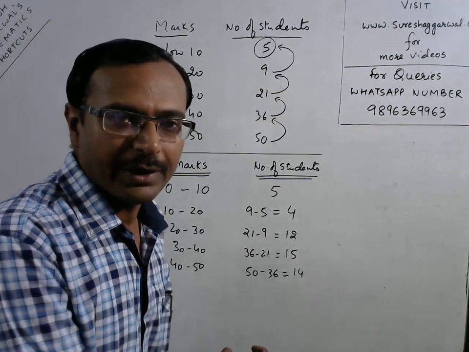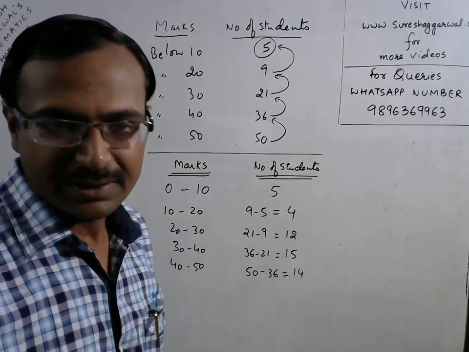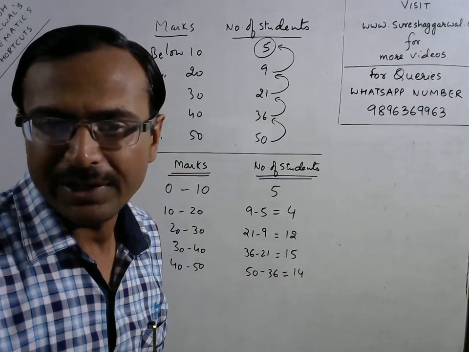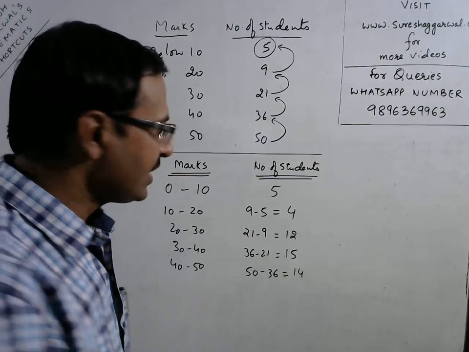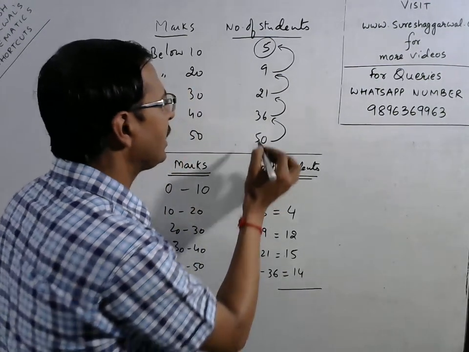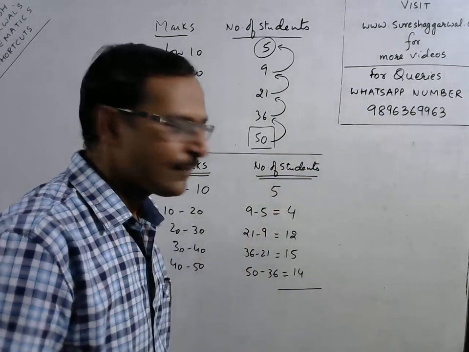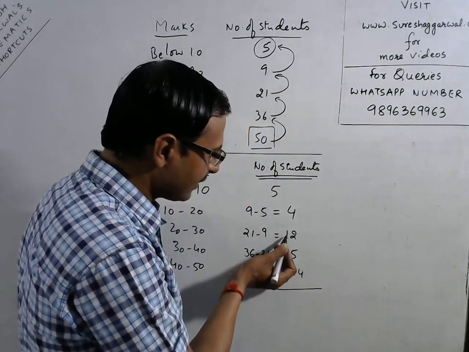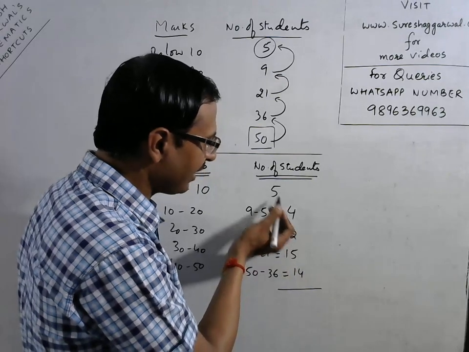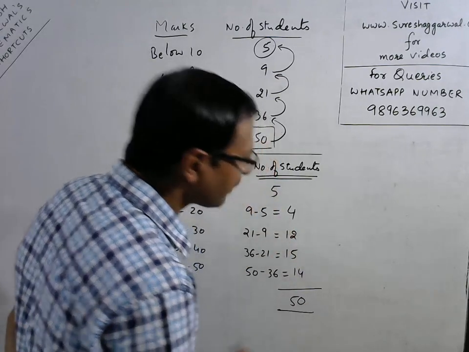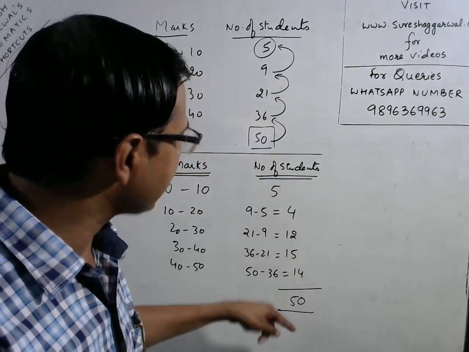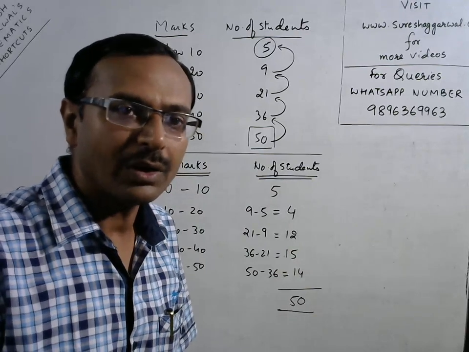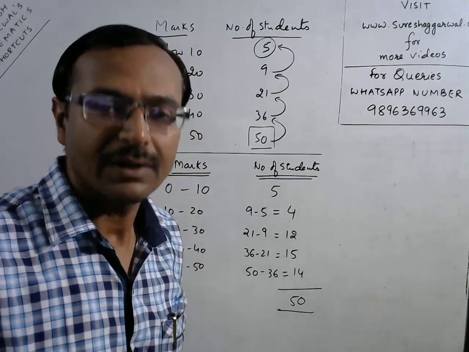Now, what is the checkpoint? How do you verify that these calculated frequencies are correct? Now there is a checkpoint here. This total frequency should be equal to the last number here, 50. So just calculate 14 plus 15 is 29, plus 12 is 41, plus 4 is 45, and plus 5 is 50. So this is the checkpoint. If you get the sum of all frequencies as the last number here, then you are going in the right direction and your continuous data is correct.